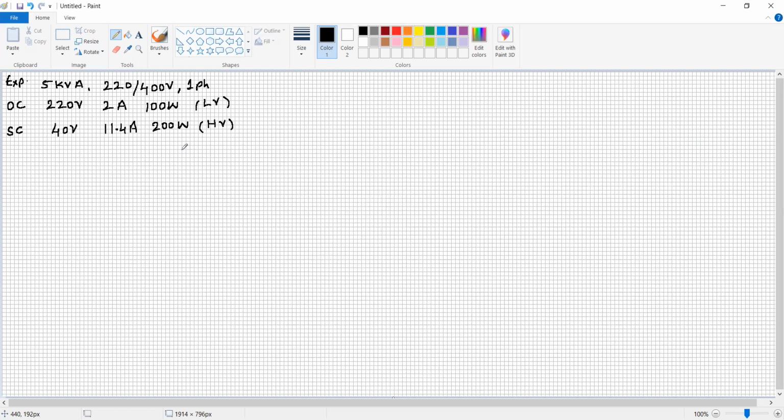Determine the efficiency and approximate voltage regulation at 0.8 power factor lag. Determine efficiency at full load at 0.8 power factor lag, and second, approximate percentage voltage regulation.